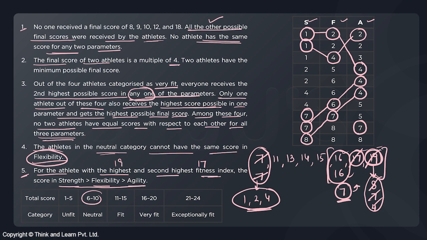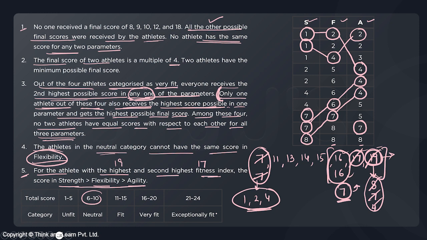Now, can this person having 7 here be having an 8, or can that person be having an 8? No. It was clearly written that out of the 4 athletes in very fit, which includes these two people, they receive the second highest possible score in any one of the parameters, and only one athlete out of these 4 also receives the highest score possible. Only one of them. And that person is already the person with a score of 19. So these two people cannot have a score of 8.